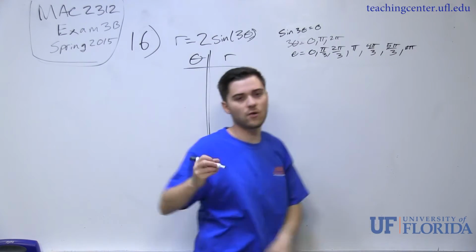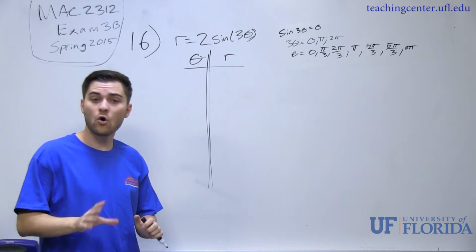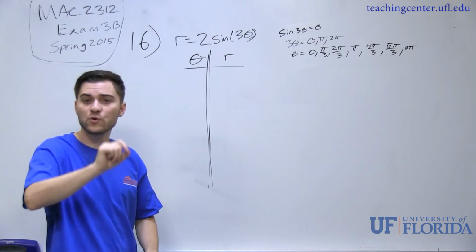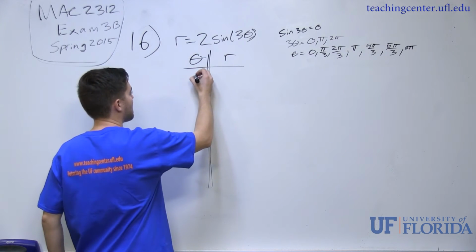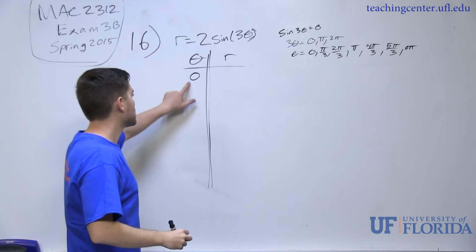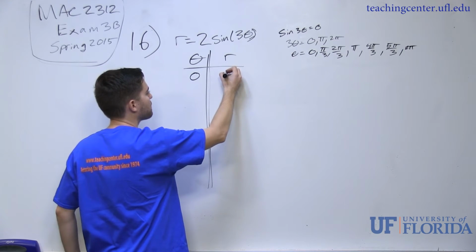However, 0 and 2 pi are obviously the same solution in this case, so we only include it once. Or actually, in this case, we can write it twice, and we should just come back to that point after graphing it. So I'm going to go ahead and write out some of these values. So it is 0. I know that I have a radius of 0.